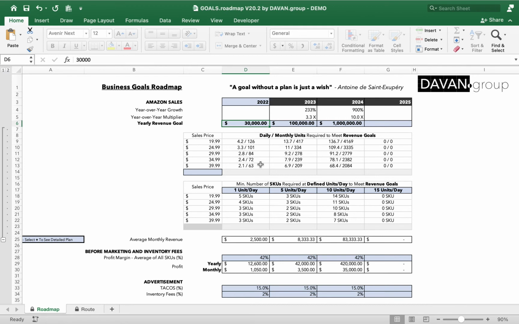Now, the reason why we put daily or monthly units is because some people like to just consider their product on the monthly level and they get a good feel for, okay, I got to sell 100 units a month. Some people like to look at it on a daily level, right? So like, oh, I got to sell 5 or 10 units a day. So we put both of those in there for you.